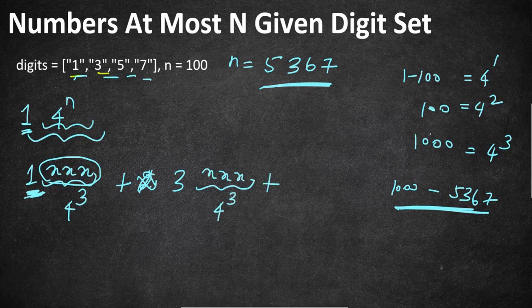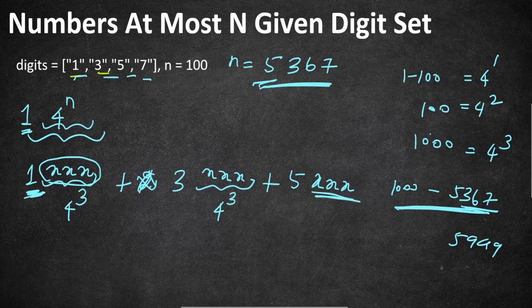So the next number is 4, but we don't have 4 here. So the next number is 5. Here we simply can't calculate keeping 5 as a constant, and the rest of the numbers can be xxx, because the limit is not 5999, but the limit is 5367. So you have to be very particular about fixing these digits.